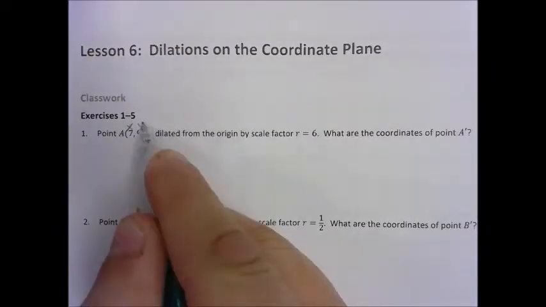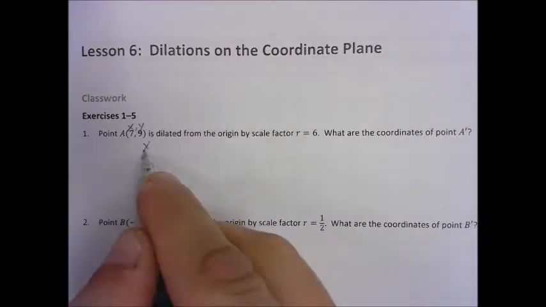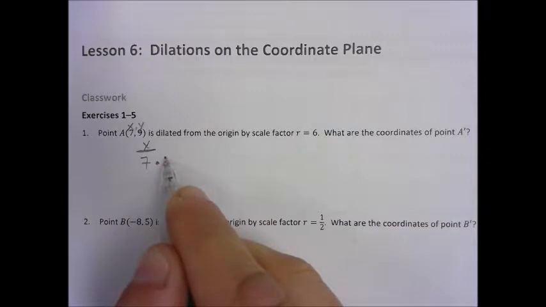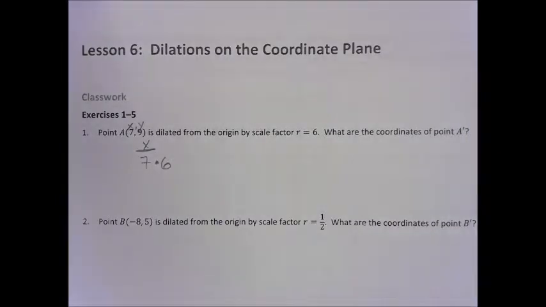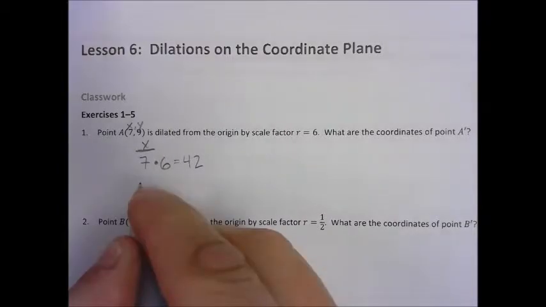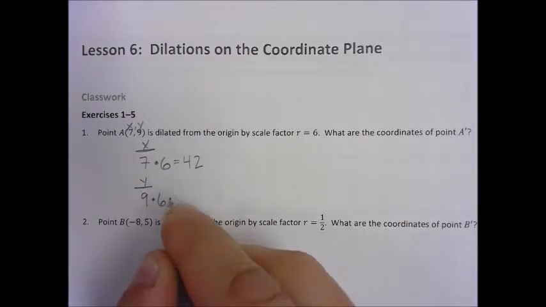Okay, so we need to take each one of those and use the scale factor on each one of those points. So what I have to do is take my x, which is 7, and I multiply that times 6. The reason that I'm multiplying it times 6 is because 6 is my scale factor. Whenever I solve that, my answer is 42. And then I do the same thing for my y coordinate. My y coordinate is 9. I multiply it times 6, which is my scale factor. 6 times 9 is 54.